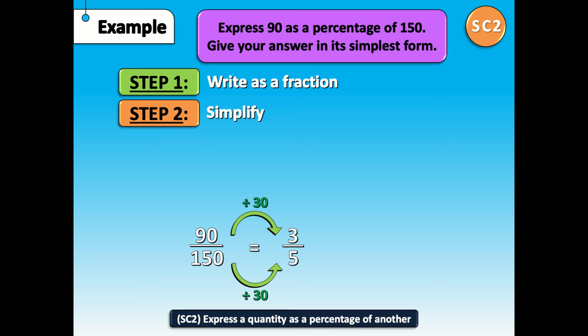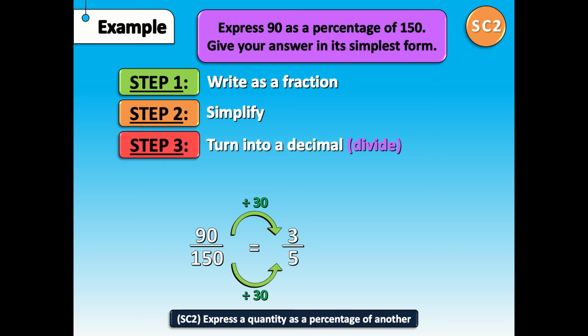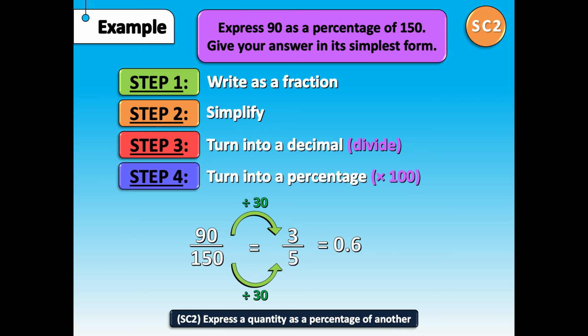So that's now 3/5. And to turn it into a percentage, I need to turn it into a decimal. So I do the top divided by the bottom, 3 divided by 5. So I can use a bus stop method for that if I need to. And that's 0.6. Then to turn it into a percentage, I times that decimal by 100. So it's 60%.